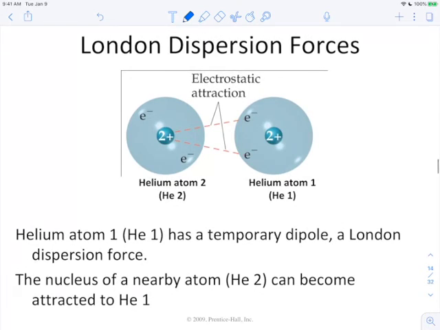All right, so this is what we call that electrostatic attraction. Remember, electrostatic attraction just means it's an attraction between a positive and a negative. And when you say just helium, do you mean is helium the only one that can do it?